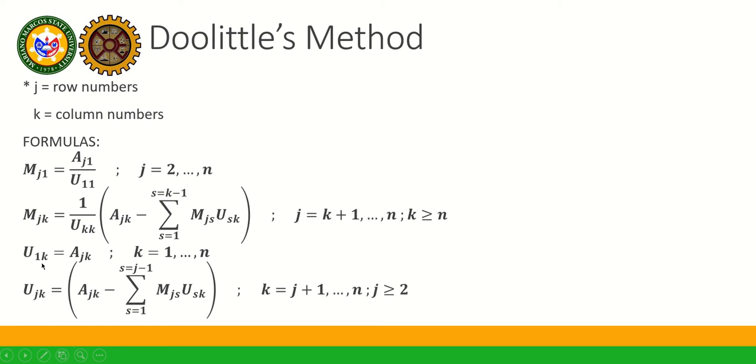And then, for U1K naman, we have A1K. So, directly, kukunin na lang natin yung element sa ating given augmented matrix. And then, i-substitute natin dito, considering yung ating row number and column numbers. For UJK, we have the formula AJK minus the summation of MJS USK from S equal to 1 to J minus 1, provided that K is equal to J plus 1 to N and J is greater than 2.